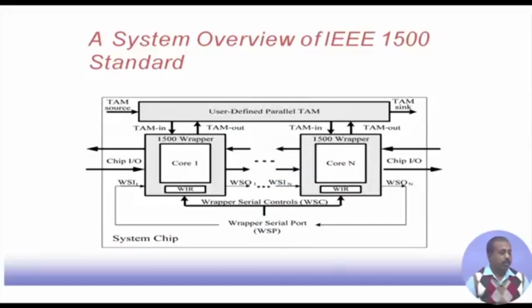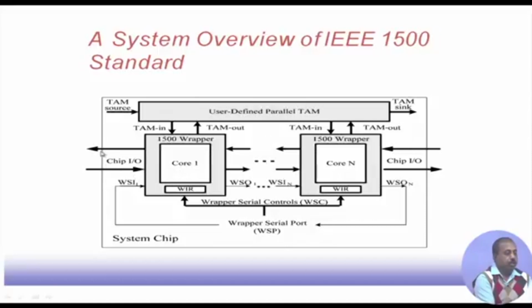So, this is a typical view of this P1500, this IEEE 1500 standard. We have this sort of structure. These are the individual cores, core 1, core 2 up to core n. Now, these cores have this 1500 wrapper. Every core is wrapped with this 1500 wrapper, so that from this interface it appears to be uniform.